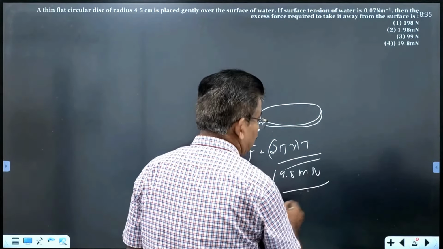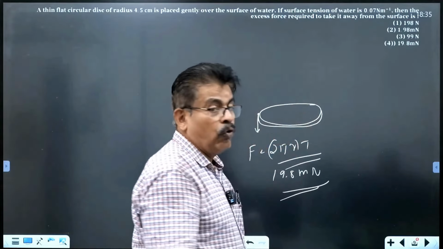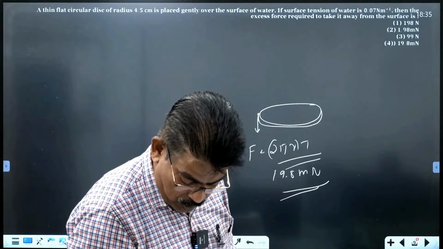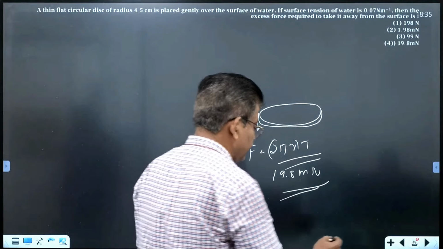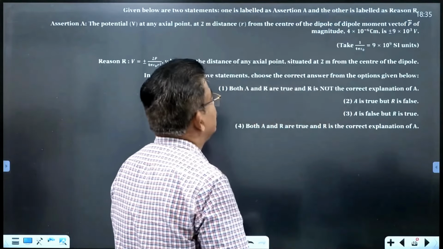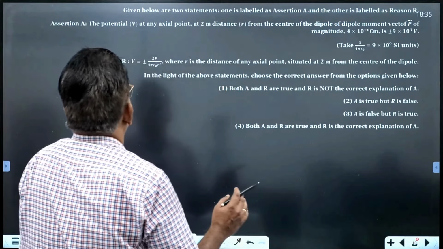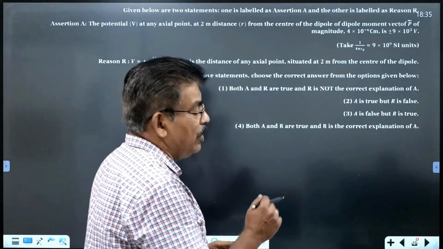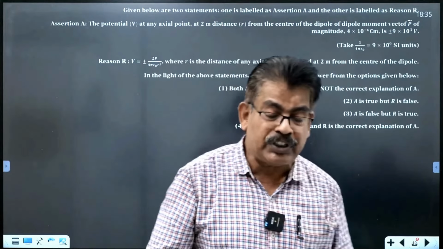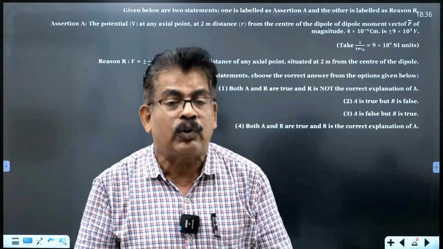The answer for the 9th question is 4. Now we come to the 10th question. Listen, the question is not a difficult thing, but this is an assertion-reason type question. We have to involve a calculation.